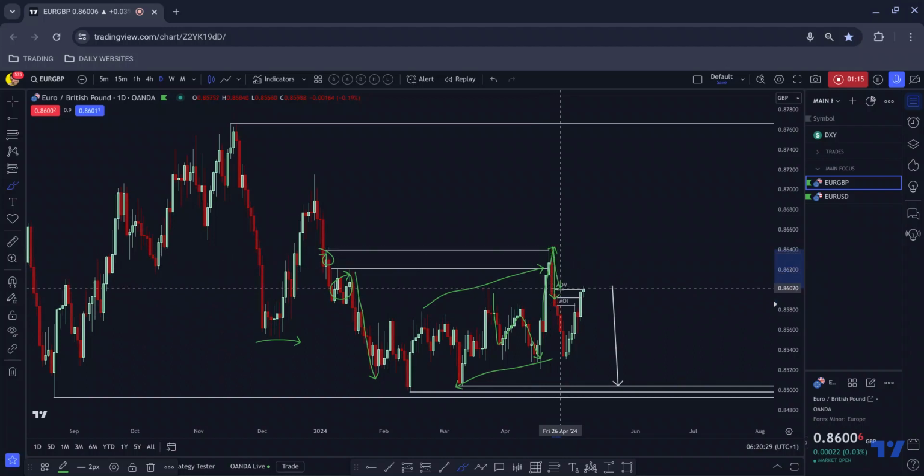Often we mirror what happened to the left on the right. If we're going to go short, we mirror the bullish momentum on the left that occurred, and vice versa.